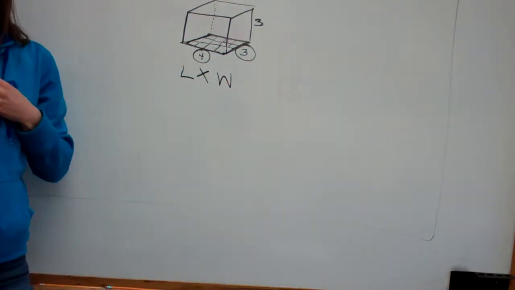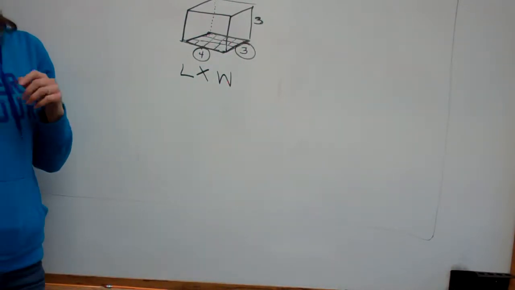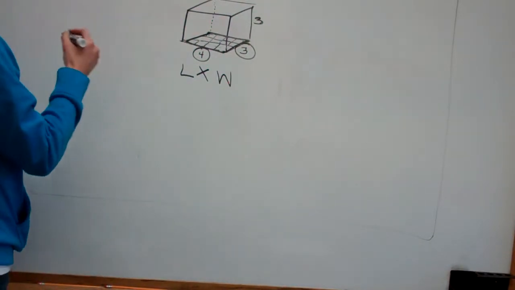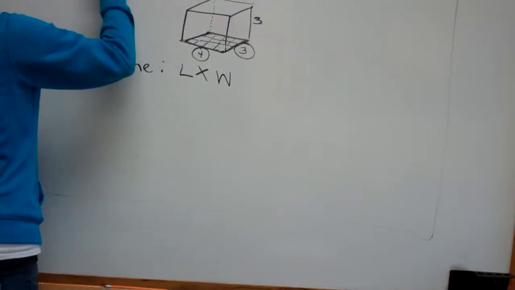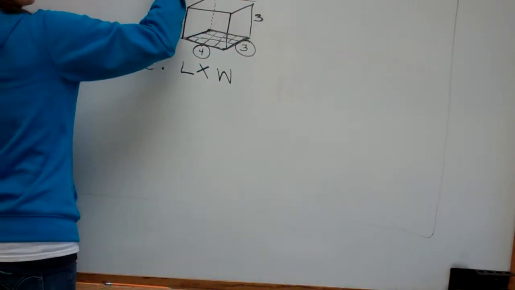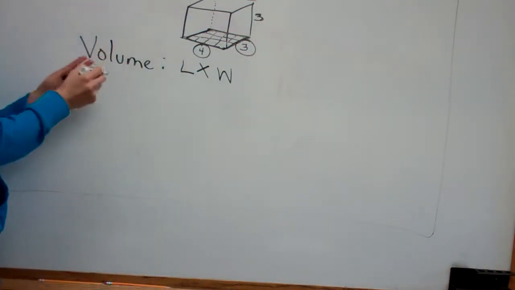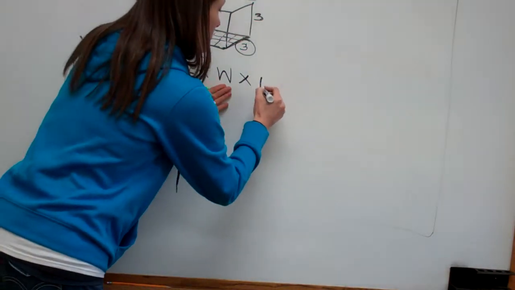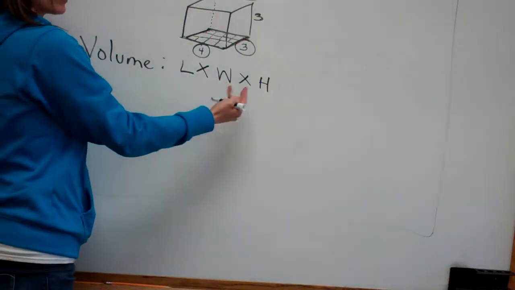Pretty much all you're doing here is 4 times 3, and then you're multiplying by the 3 layers. Let me show you something. Do you know how we do area, and we know that the area of a rectangle is length times width? Do y'all know this formula? There is a volume formula, and it's length times width times height. It's 3 dimensions: length, width, and height.